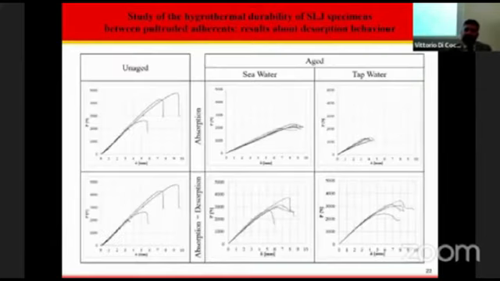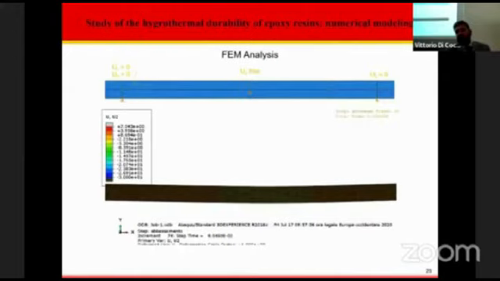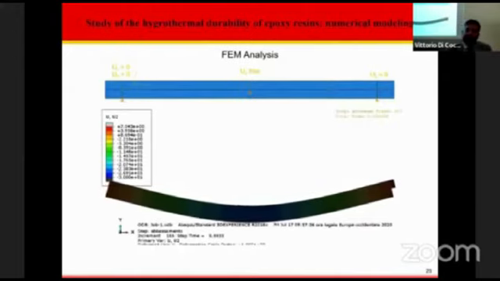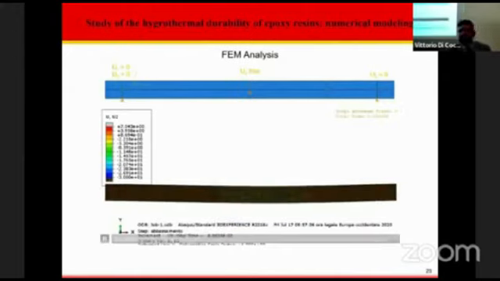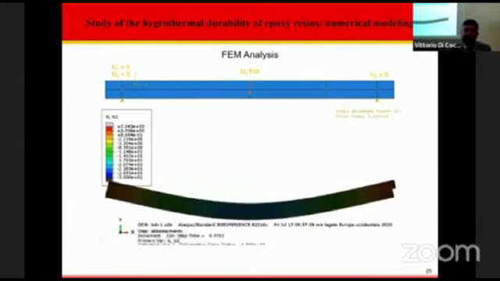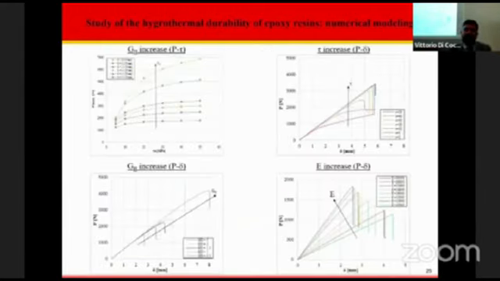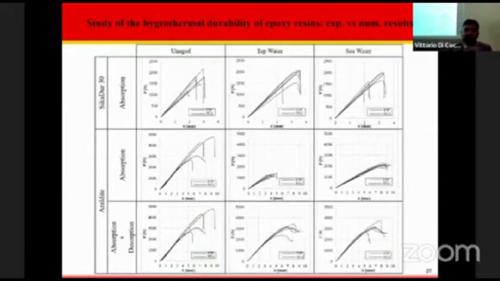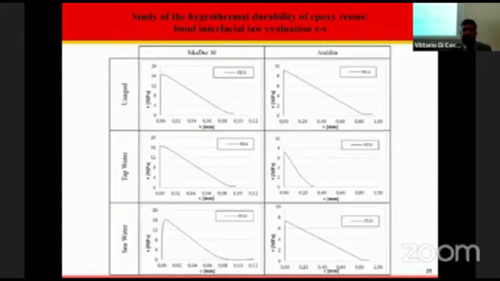Okay, we have evaluated, in order to transform the fracture energy in interface law for design purposes, a numerical analysis of the parameters which influence the behavior of these joints. We have a perfect agreement between numerical and experimental results. We have translated fracture energy into interface law, finding the shear strength in the case of tap water, in the case of seawater.